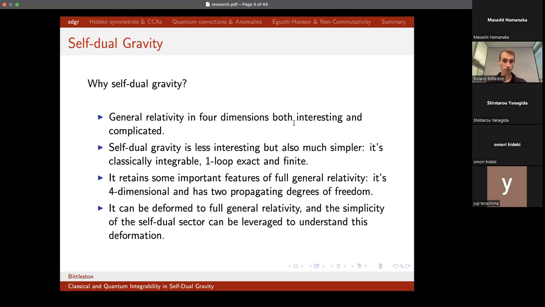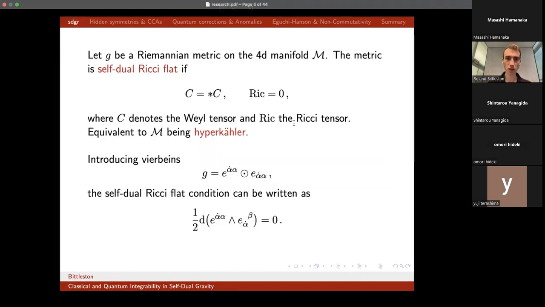And finally, we can deform away from the self-dual sector, and that's the real motivation for thinking about it. And we can leverage the fact that the self-dual sector is so simple to understand some things about full general relativity. So what exactly do I mean by self-dual gravity?